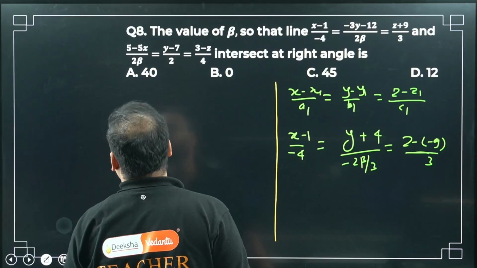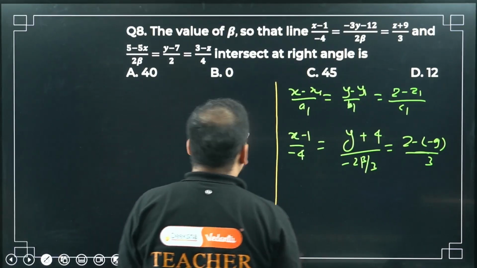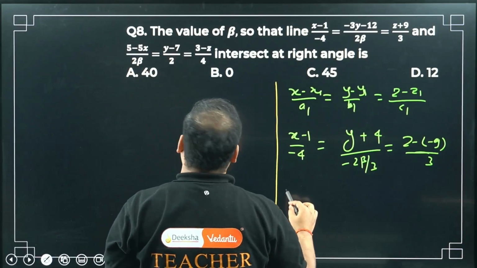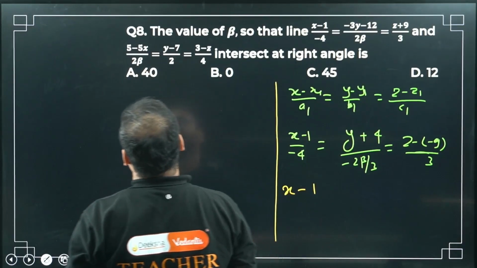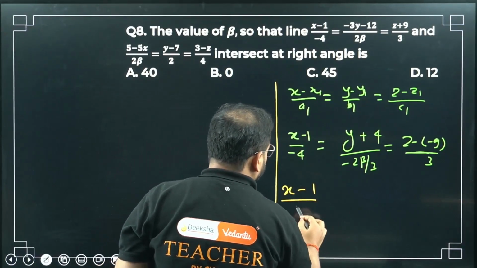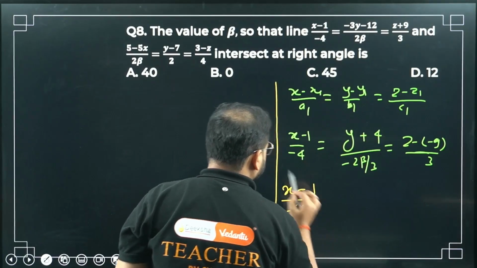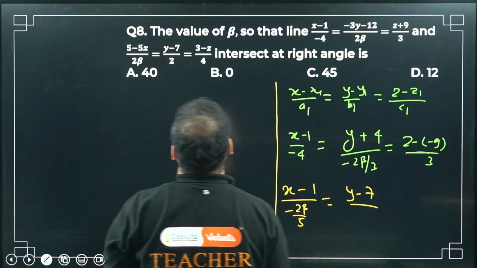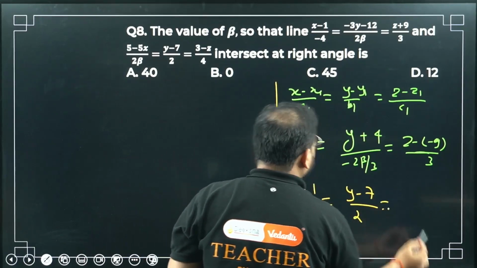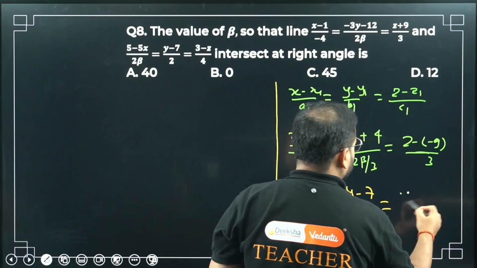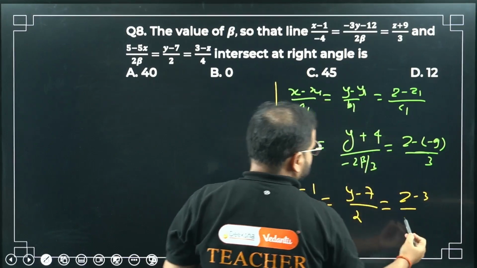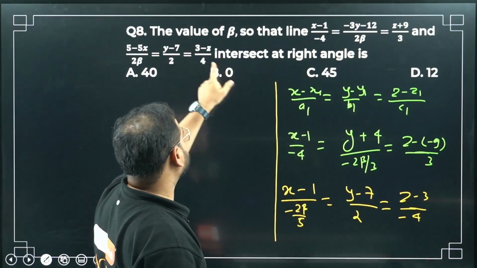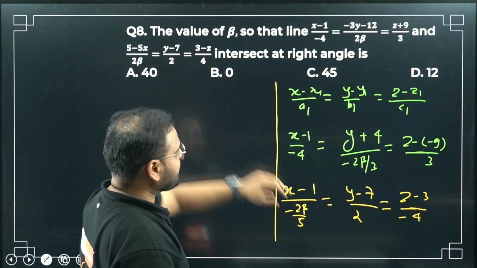Second one, write in this form from here. What am I going to get? Minus 5x is there. Divide by minus 5. I get x minus 1 upon minus 2 beta by 5. Correct, right? Yes, you are getting it. This chapter is very easy. By minus 4. How come minus 4? The z coefficient is minus 1. Divided by minus 1, so minus 3 plus z and minus 4.